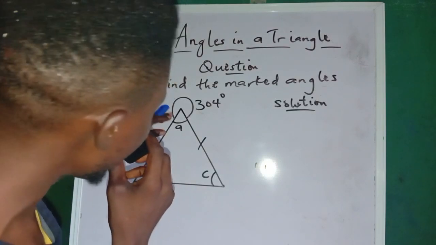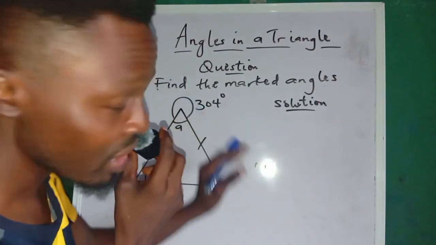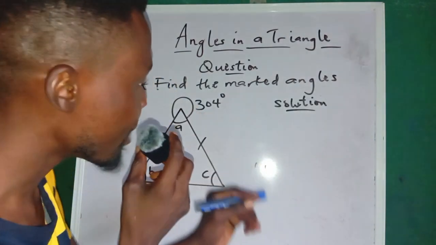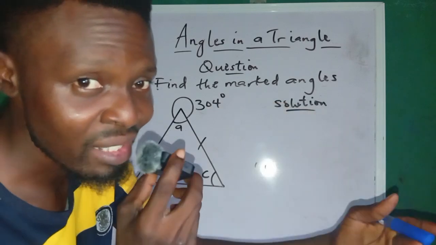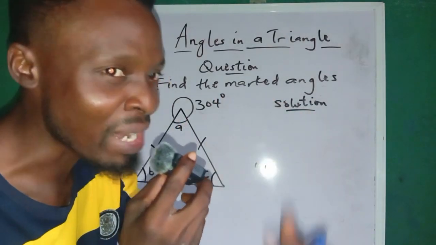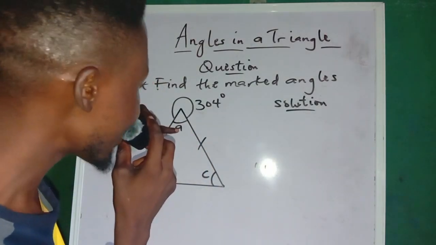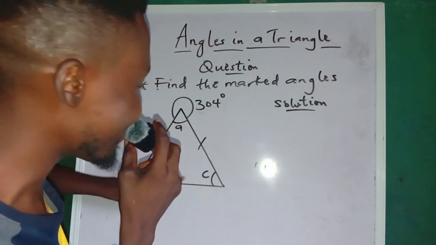Now, first thing is we have this given angle, which is 304. This given angle is a reflex angle because a reflex angle is an angle that is greater than 180 degrees but less than 360 degrees. So I will be solving these things step by step. I will not rush it. Once I get the value of A, I will get B and C.